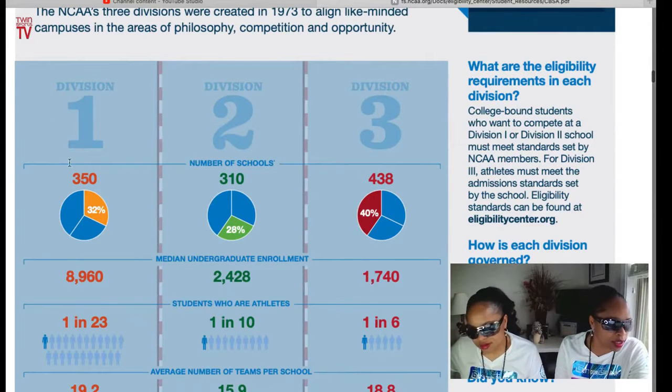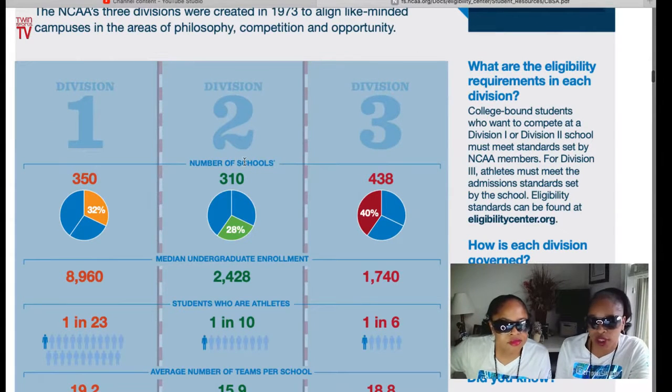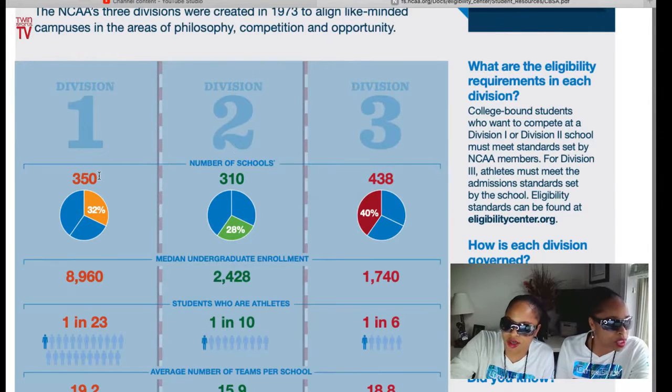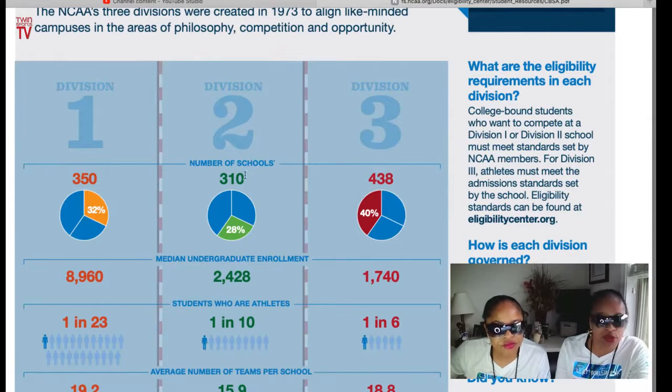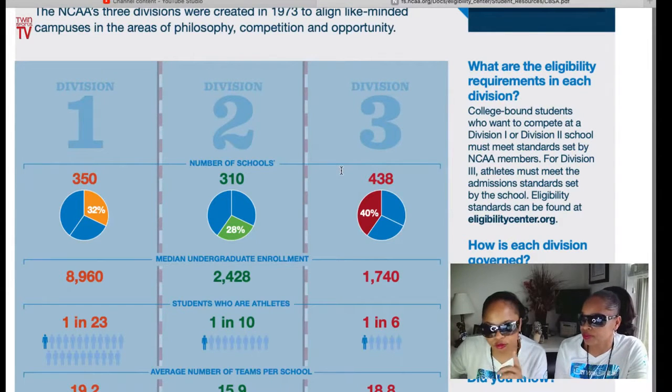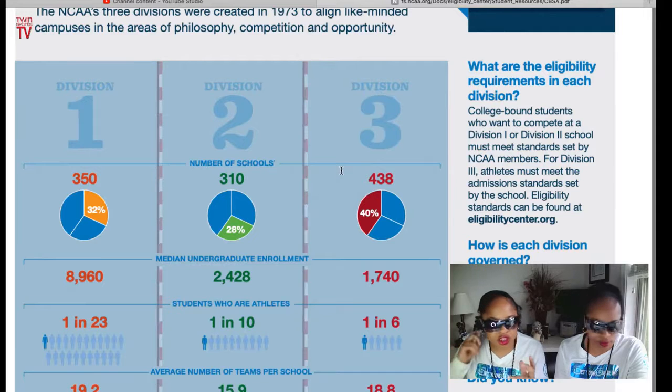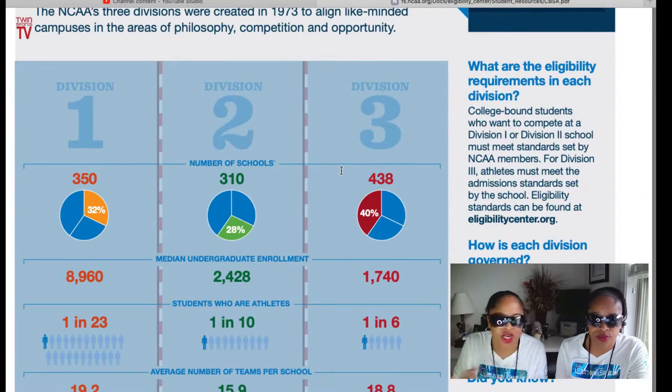In Division 1, we're talking about the number of schools that are in these divisions. For Division 1, we have 350 schools. And for Division 2, we have 310 schools. And for Division 3, we have 438 schools. And these numbers do not include the provisional or reclassifying schools. So that's like schools going from D2 to D1 or D1 down to D3, or however they're moving their classification, because sometimes it could take several years. So those schools are not in these counts.